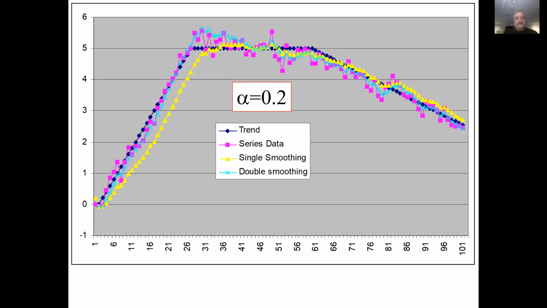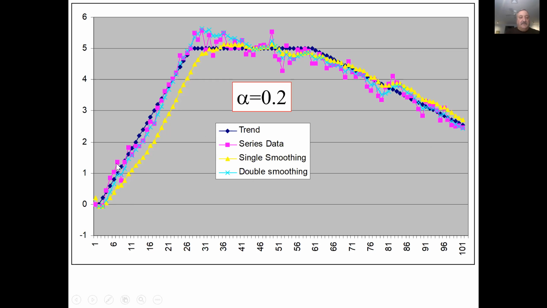If I apply single exponential smoothing, I will get this yellow. As you can see, it lags behind the trend, so you always have significant forecast error. The forecast is always too low. Once you hit a flat spot, it does pretty well because that's what exponential smoothing is good for. And then it lags above a downward trend when it goes back down.